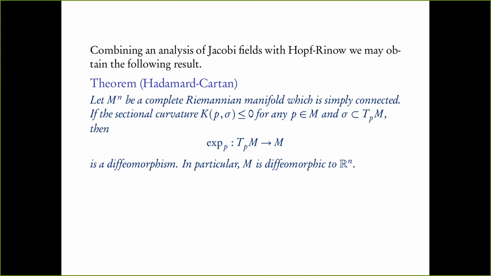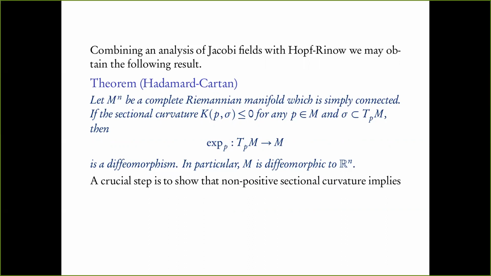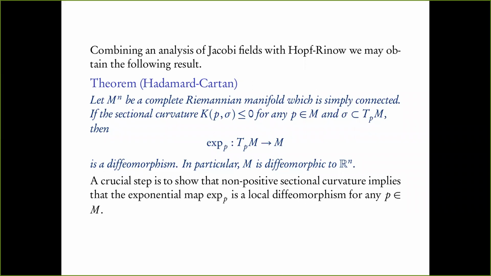Okay, so let me make a few comments on this. So the key step, and you'll see this in, I believe, Arantha's presentation. She's not going to talk about Jacobi fields, but she's going to assume the relevant results that Jacobi fields give you. But the crucial step is this: if you assume that your manifold has non-positive sectional curvature, then that implies something more than what we know. It implies that the exponential map is a local diffeomorphism for any p, but it's a local diffeomorphism around any point, not just around 0. That's the key thing.